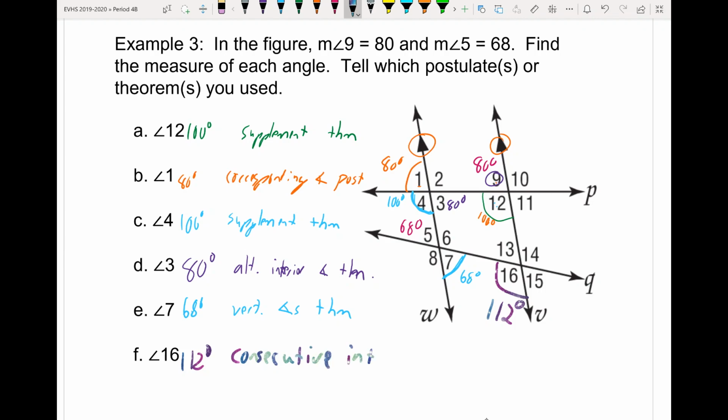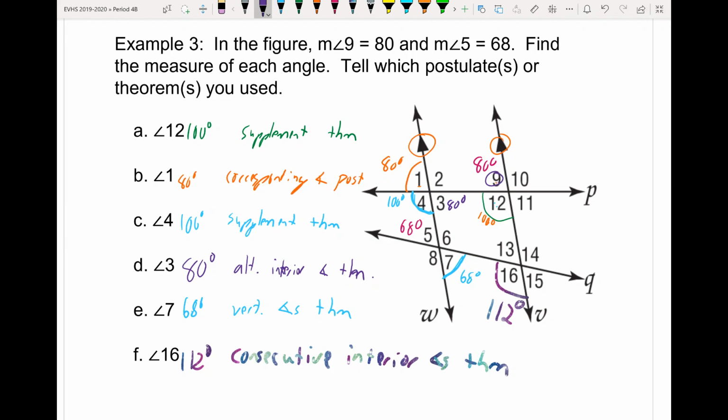So it is 112? Yes, the answer is 112, for the consecutive interior angles theorem. It's a rainbow pen. I know that's hard to read. That's why I don't use it very often.